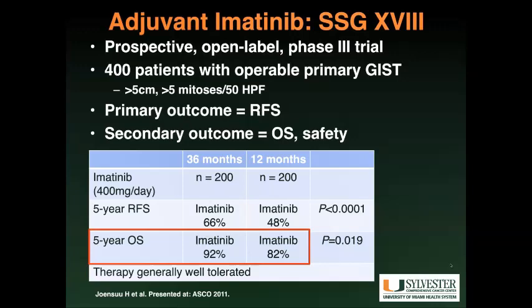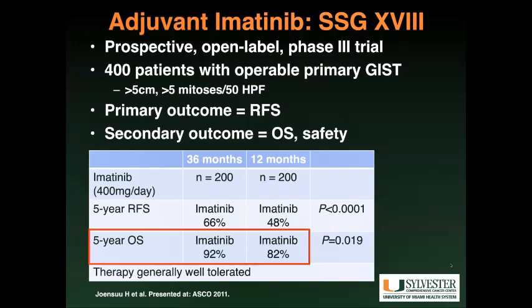This is data from the 1 versus 3 years. So all of the patients on the study had their GIST surgically resected and had no evidence of any GIST anywhere in their body. They were randomized to either 3 years or 1 year of imatinib therapy. And if you look on this table in the red box, I highlighted 5-year overall survival. If a patient after surgery takes imatinib, 92% are alive at 5 years if they took imatinib for 3 years. If they took imatinib for only 1 year, it's 82% of patients that are alive.